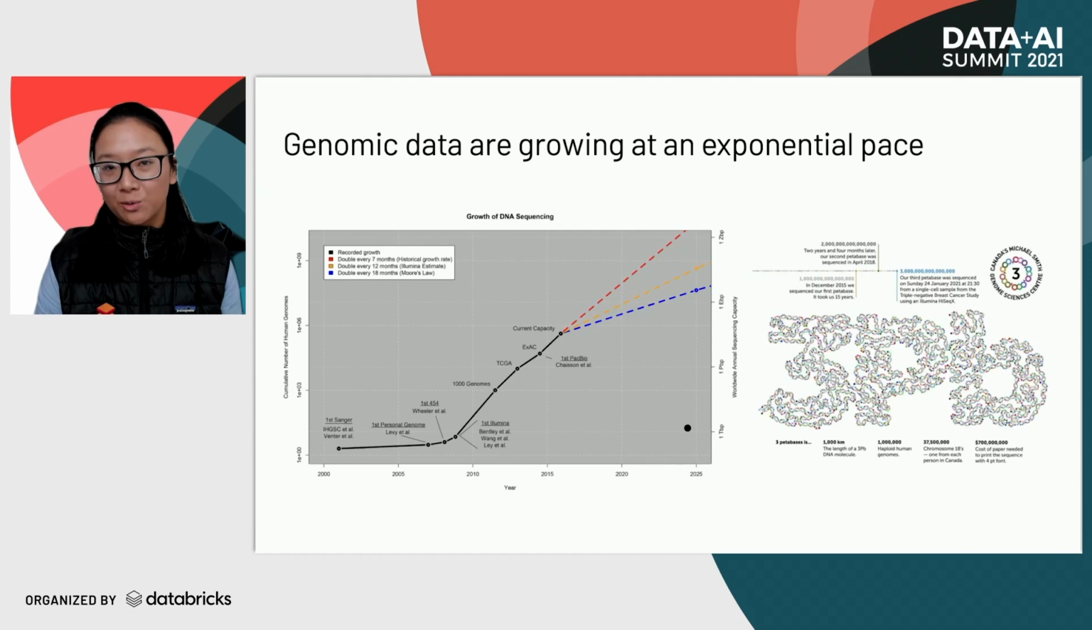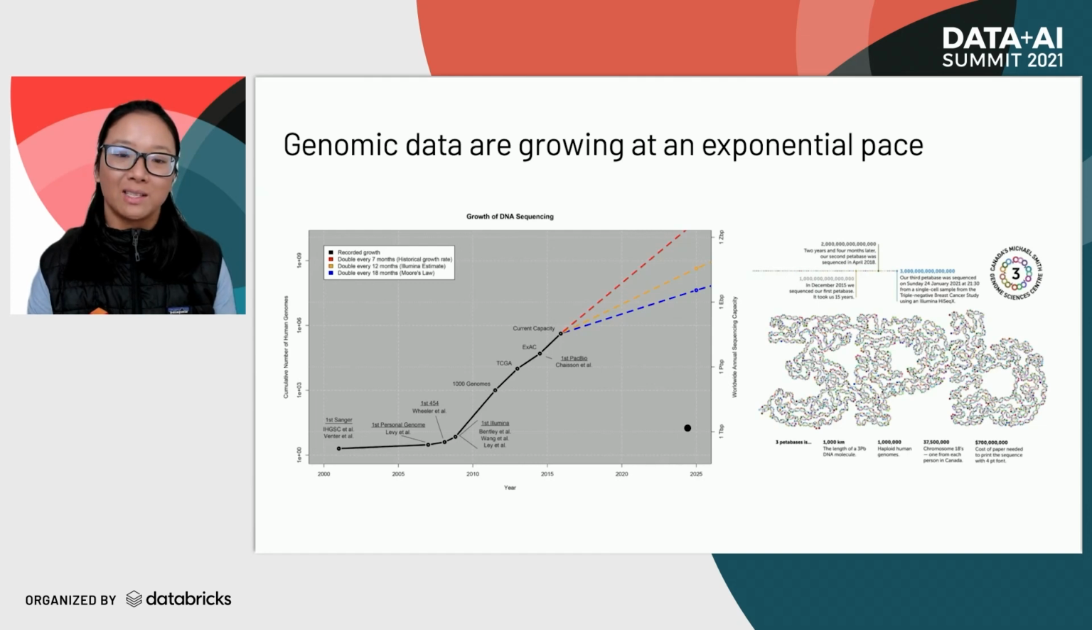To provide a concrete example, Canada's Michael Smith Genome Sciences Center spent 15 years sequencing a single petabase, and then sequenced a second petabase in less than 2.5 years.